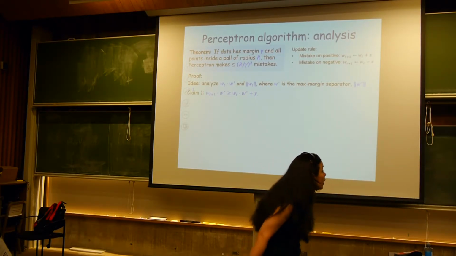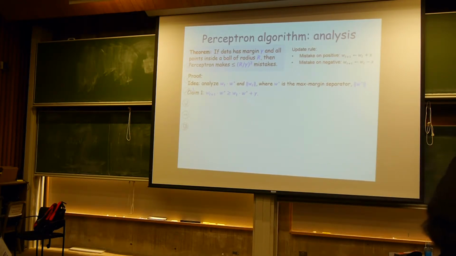So here's claim 1. Claim 1 will be that every time I make a mistake, so every time I have to update the separator from WT to WT plus 1, the dot product between my current guess for the target and W star increases by at least gamma, where gamma is the margin. Do you guys see why?